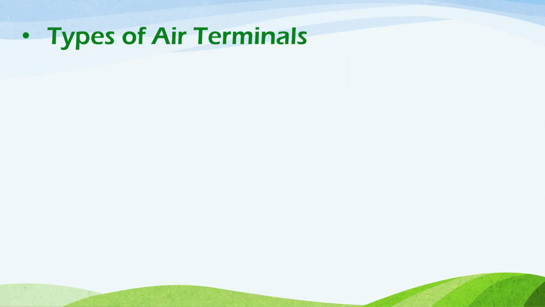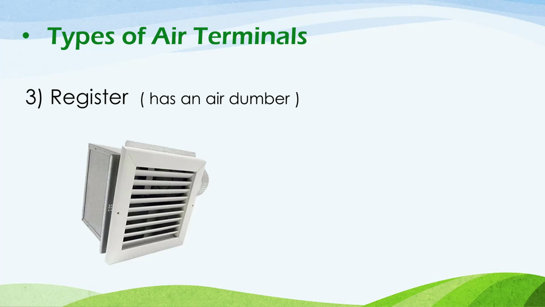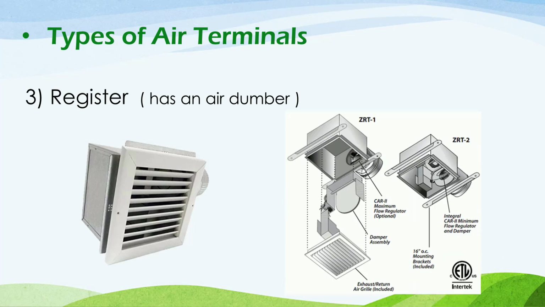Now the third type of the air terminals is called the register type, and the register type is one like this one here. And this is a special type as it consists of some air dampers that control the amount of airflow that goes out of the duct to the room. And you can see this is the internal structure of it, and the job of this internal structure is to control the inlet airflow.